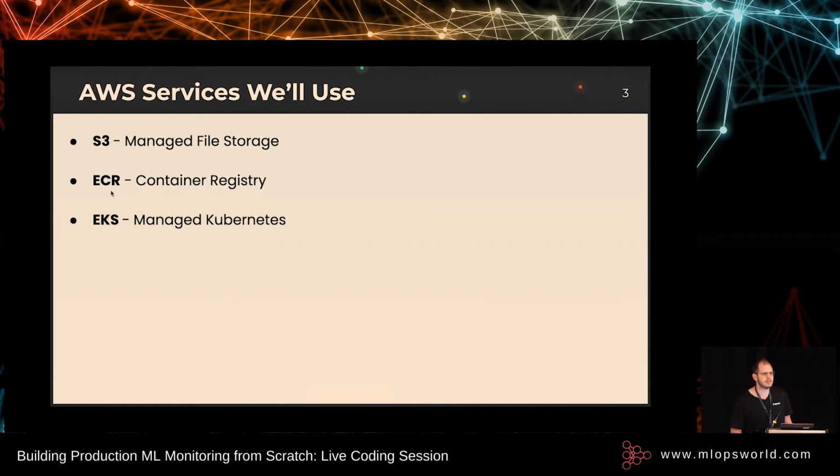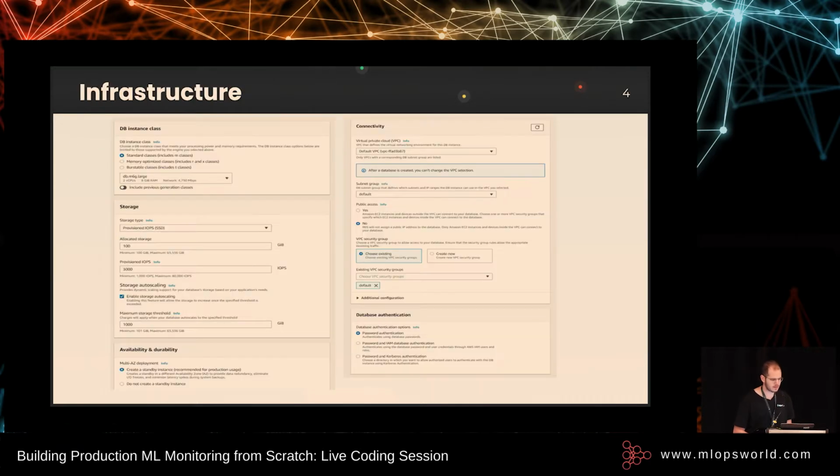ECR is a container registry. You can basically upload Docker containers to ECR and then serve them in Kubernetes. Let me know if something is not clear. And then EKS is just like a managed Kubernetes, so AWS manages that for you.